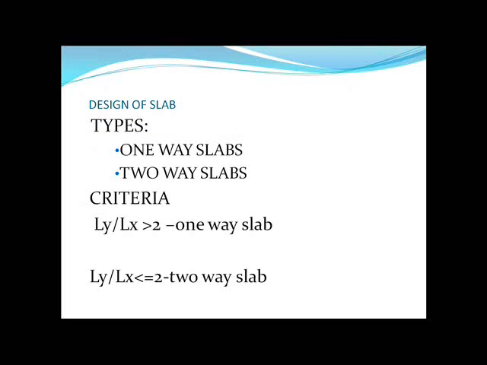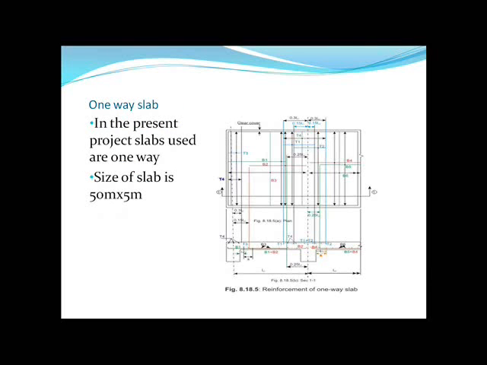Design of slabs. There are two types of slabs, that is one-way and two-way slabs. The criterion for slabs is: if Ly by Lx is greater than 2, then it is a one-way slab. If it is less than 2, then it is a two-way slab. In this project, the slabs are all one-way. The size of each slab is 5 by 5 meters.